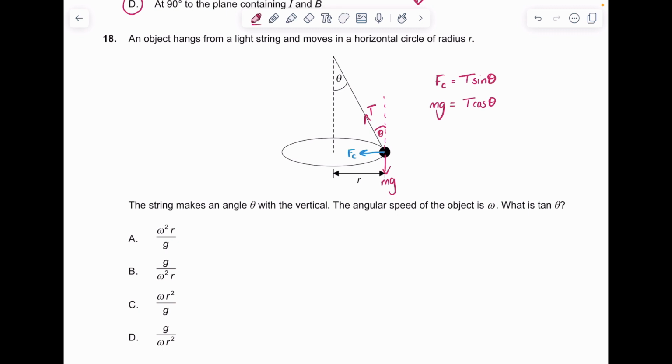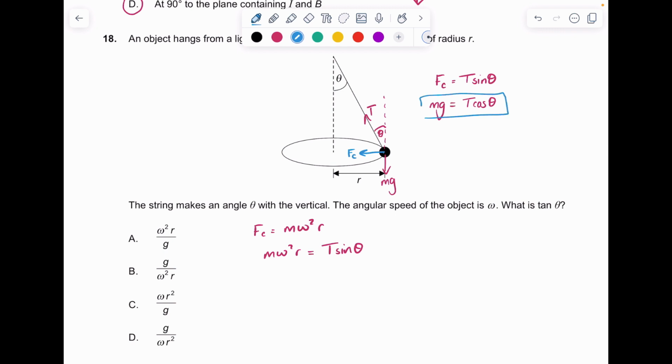I need to replace the centripetal force, Fc, with an equation. If we look on the data sheet, Fc is m omega squared r. So I can say that m omega squared r is equal to T sine theta. And then I can use this expression here, because if I look at all my answers, mass is not contained in any of my answers, so I can use mg equals T cos theta to replace m on the left-hand side of this equation.